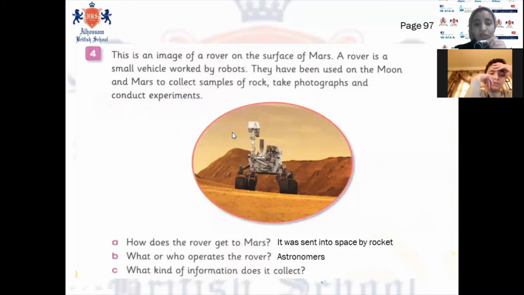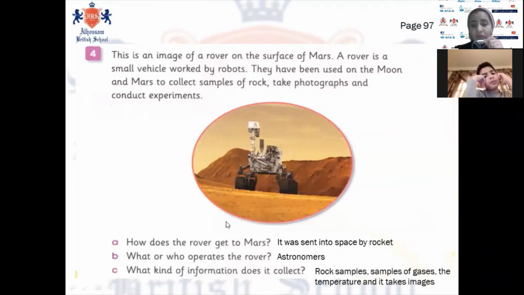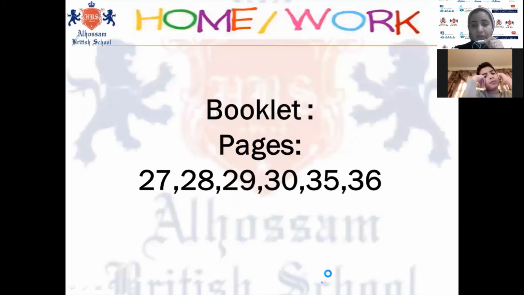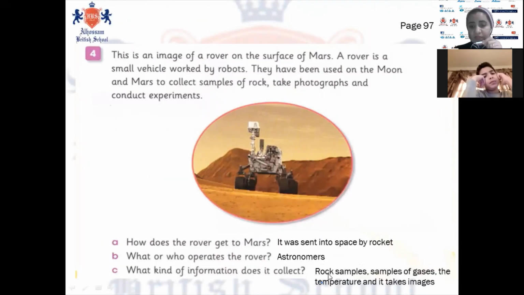What kind of information does it collect? Rocks, experiments and photographs. Excellent. Collect samples of rocks, maybe some gases, measure the temperature, for example, and take some images or photographs. Excellent. Okay.